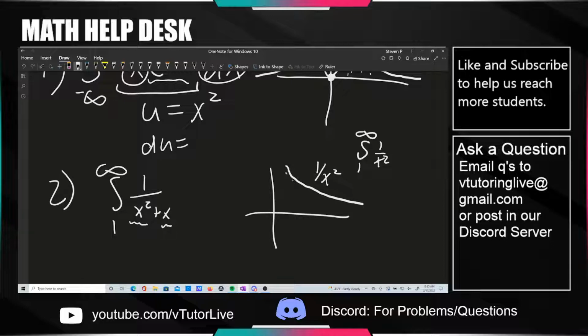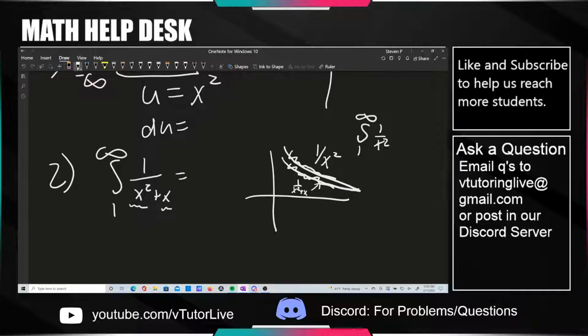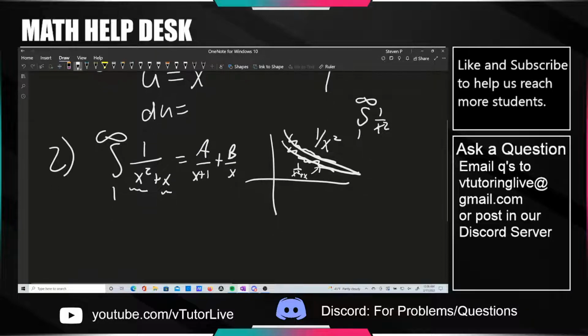1 over x squared plus x just has a slightly larger denominator, so it's going to look slightly less than 1 over x squared, right? This is 1 over x squared plus x. So you'd expect that if this one converges, this one would as well, right? So go through with partial fractions, and I guess this is going to be a over x plus 1 plus b over x. Solve for a and b, and then integrate those.